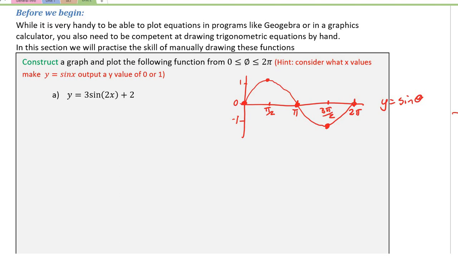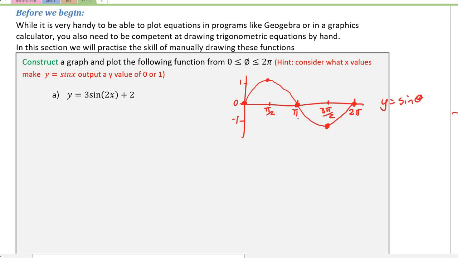So, guys, do you feel comfortable with what I've told you? That is the graph of sine theta. Yeah, that's what happens to our point as we go around the unit circle. Okay.